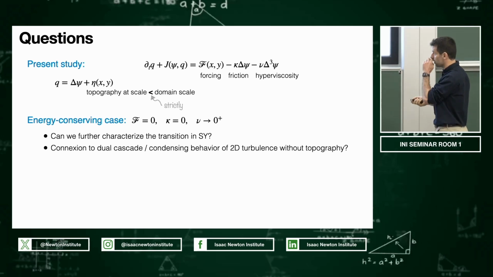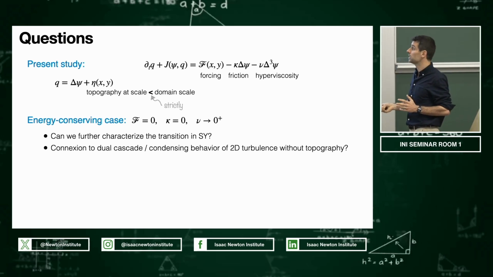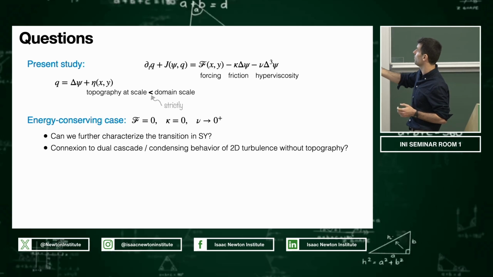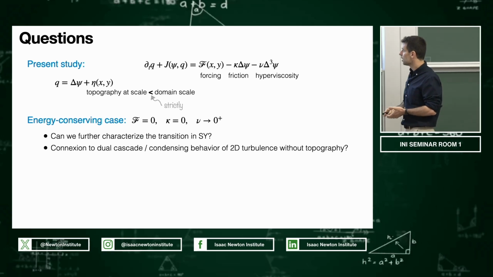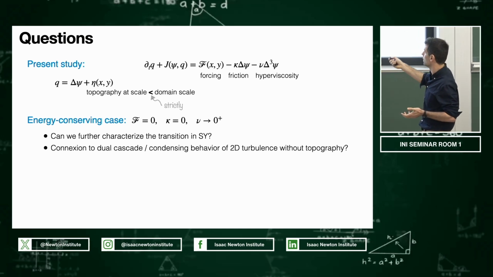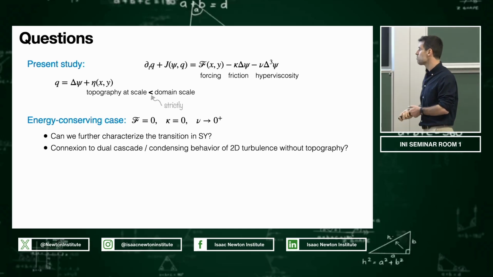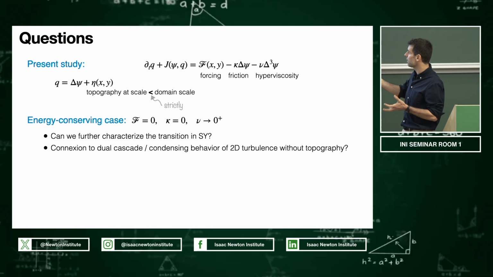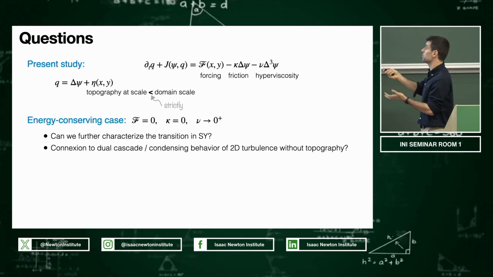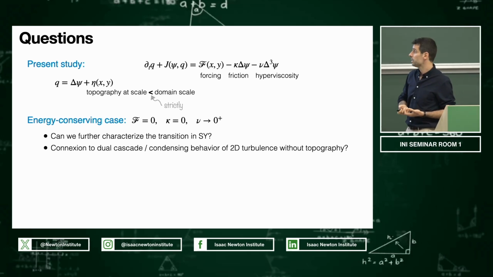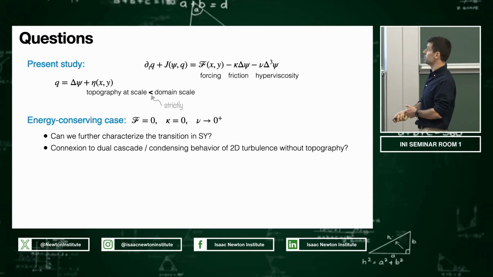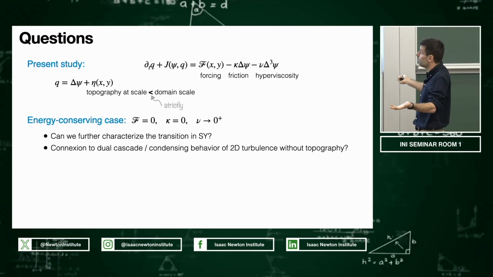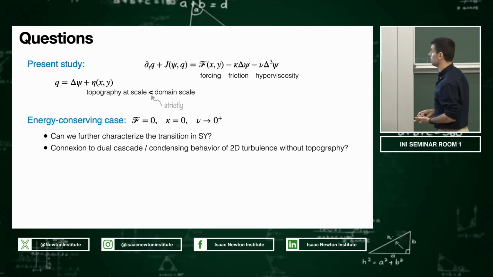Okay, so the questions will be, first consider the energy-conserving case, where you have no forcing, you have no large-scale dissipation, and you're sending nu to 0. One question is, can we further characterize the transition in Siegelman and Young? And more precisely, how do we connect that to what we know about 2D turbulence without topography, namely that it should produce a large-scale condensate in some range of parameters, and specifically when the topography is negligible, right?